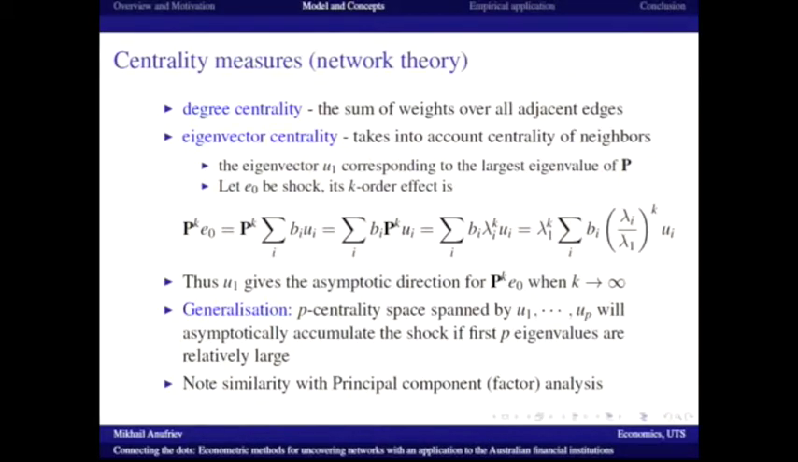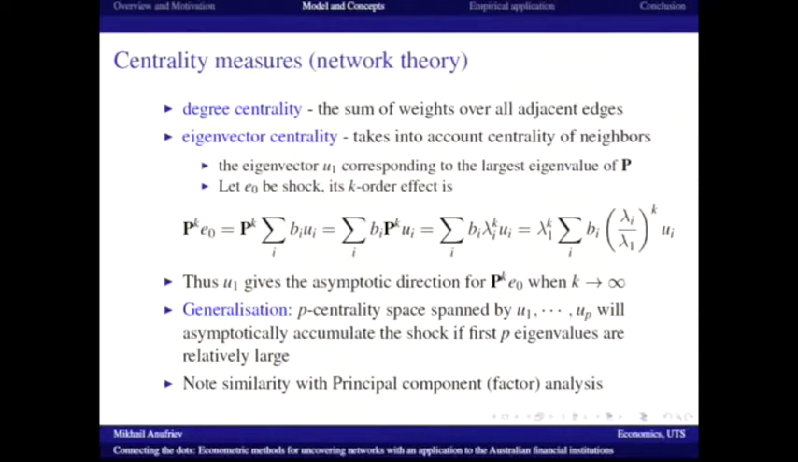Now, you may then think about this generalization. You may take the first p eigenvectors, the first p in the sense corresponding to the largest p eigenvalues. How many p's should you take? Well, it depends probably, but you would like to take those largest eigenvalues which are quite close to each other. And then, in principle, the space spanned by these vectors would asymptotically accumulate the shocks.